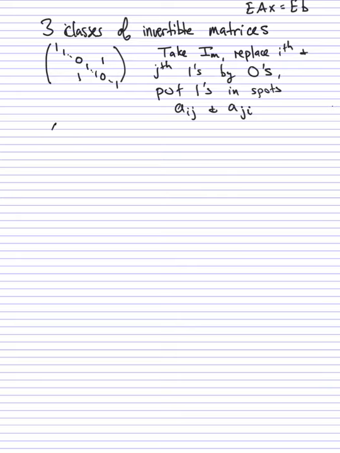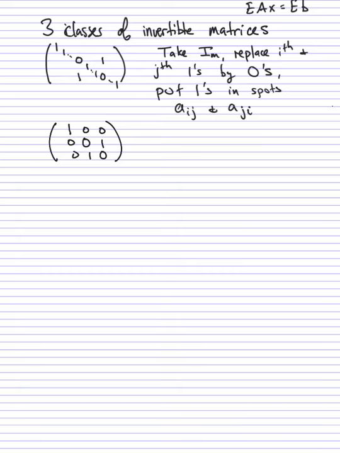So let me give you just a 3x3 example of this. It looks like 1, 1, 1, but then you put 1, 0, 0, 1, 1. This would be the first class of invertible matrices. You can do this for all i not equaling j.